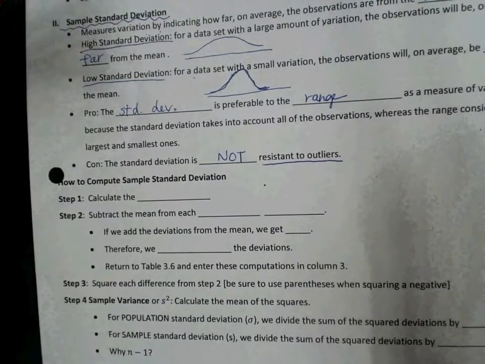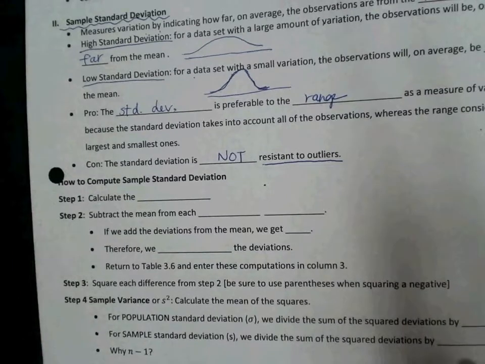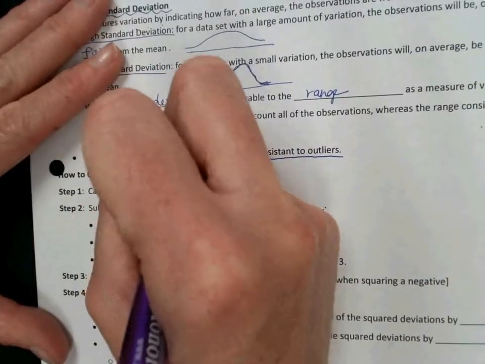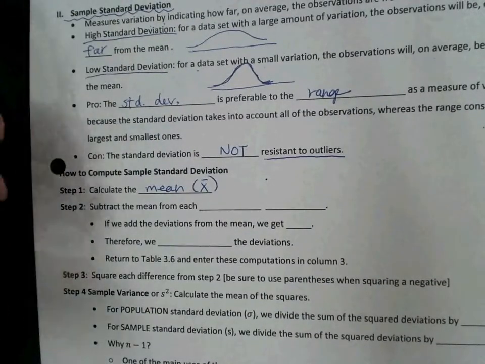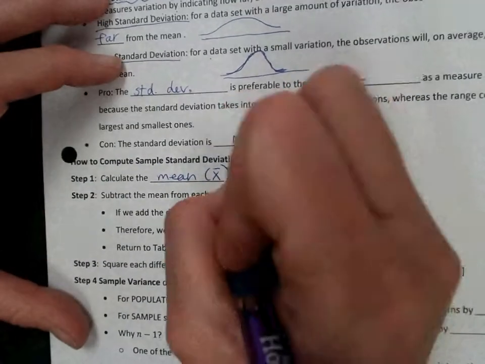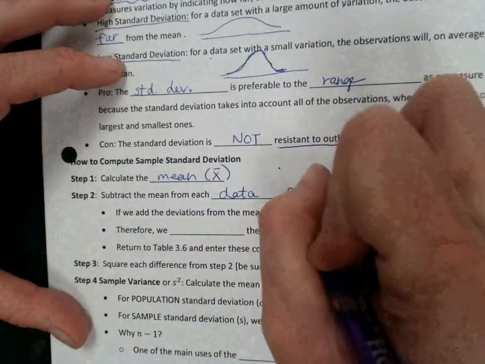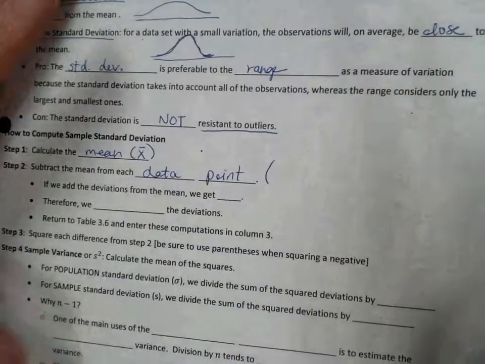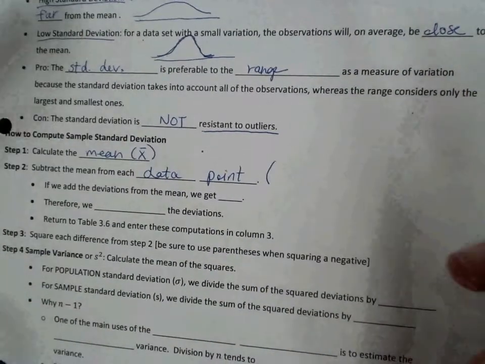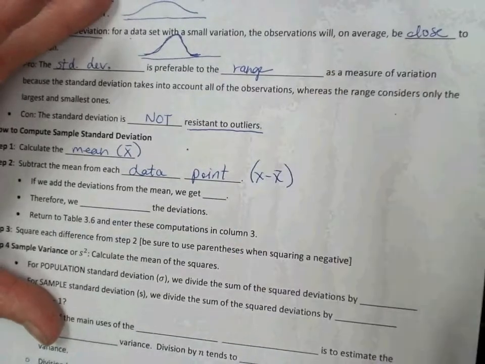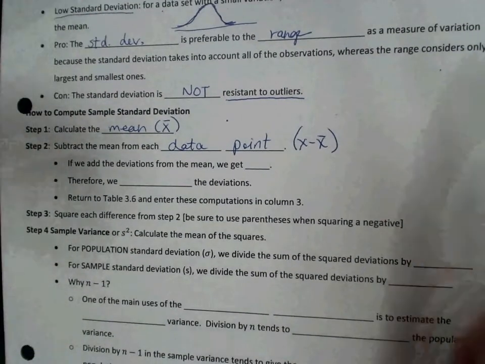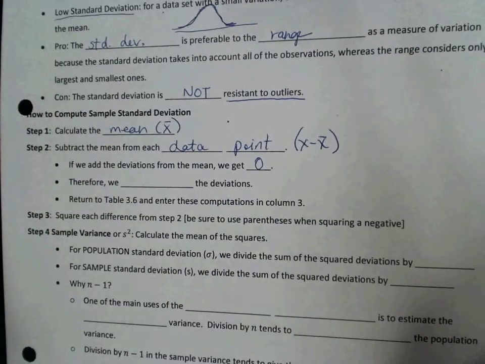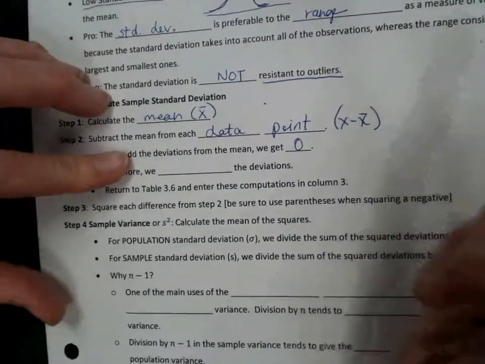How to compute sample standard deviation. First, you calculate the mean, or X bar. Second, you subtract the mean from each data point, which, if you're making the chart, which is a great way to keep your information organized, it's X minus X bar. If we add the deviations from the mean, in our example on the back, we're going to get 0. And because that is not helpful, we square the deviations.